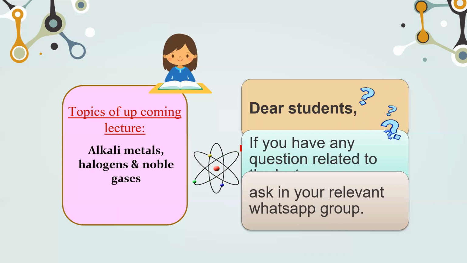Okay, so inshallah, in our upcoming lecture, we will discuss the alkali metals, halogens, and noble gases, different groups of the periodic table. If you have a question related to the lecture, you can ask, please. No, sir. Thank you, sir.